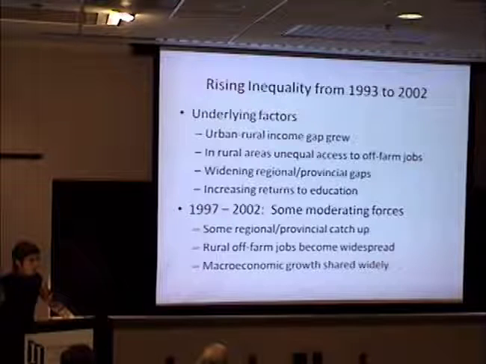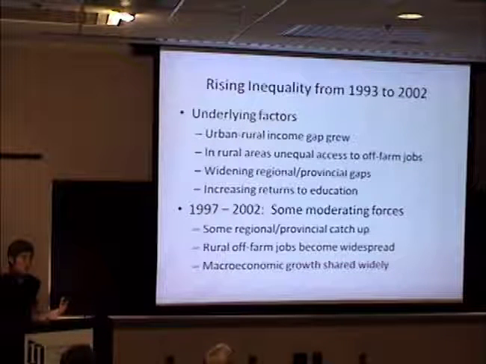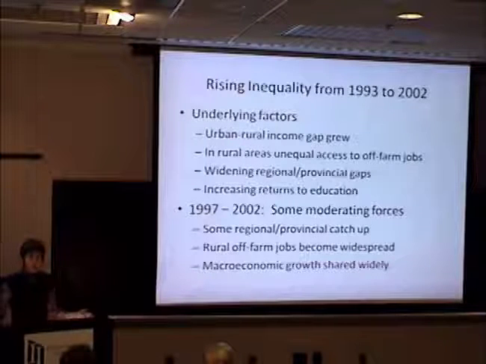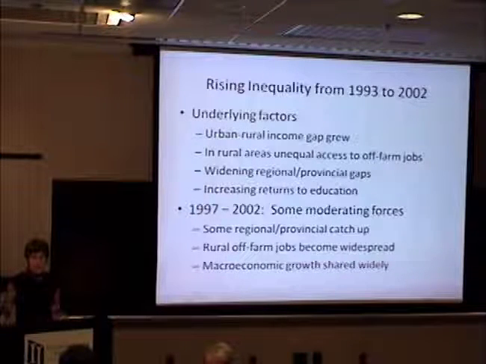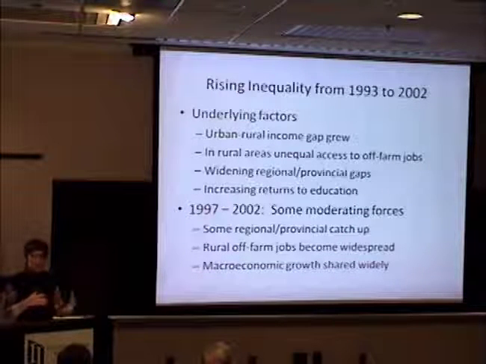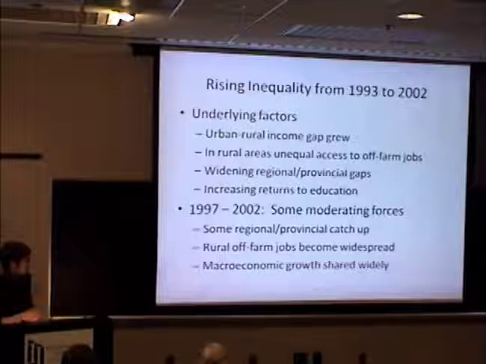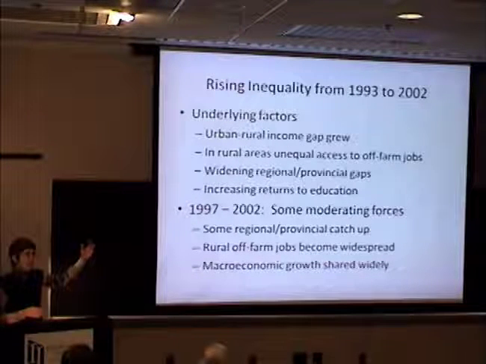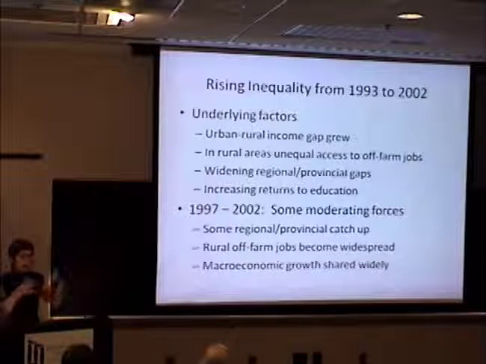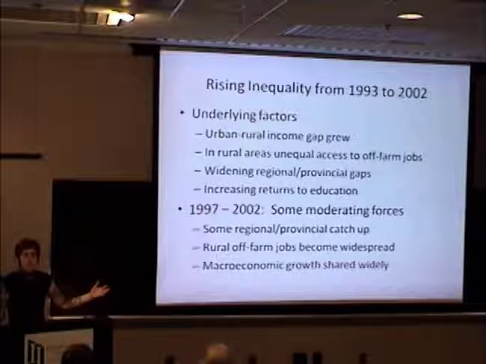But in the late 90s through 2000, there were moderating forces, some regional and provincial catch-up. For example, provinces like Shandong, which had lagged behind earlier on, began to catch up. Rural off-farm employment became quite widespread by the end of the 1990s, early 2000s. So initially it had been inequality-generating, but as it spread, it actually began to promote equality. Provincial catch-up and the spread of off-farm jobs is consistent with what we might expect if the Kuznets hypothesis held. Growth is spreading beyond the initial small sectors, and as it spreads to new regions, and as job access spreads within rural areas, inequality could be moderated.